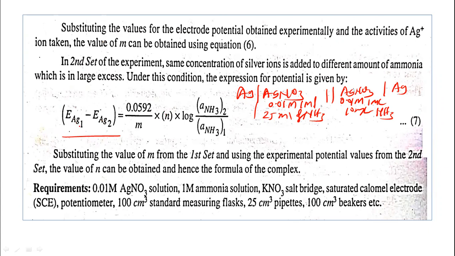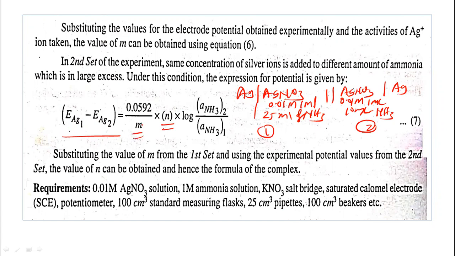Electrode potential of the silver electrode on the left-hand side minus electrode potential of the silver electrode on the right-hand side. Okay, this is the first set, this is the second. So we can obtain this equation now. There is an n value, n, which is the number of ammonia molecules.